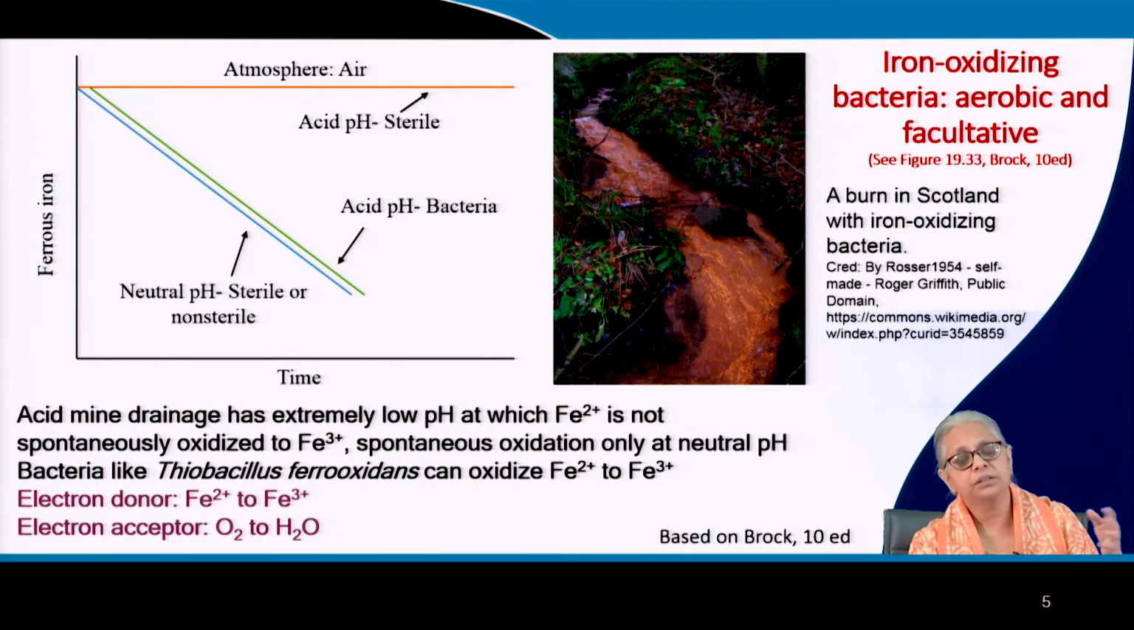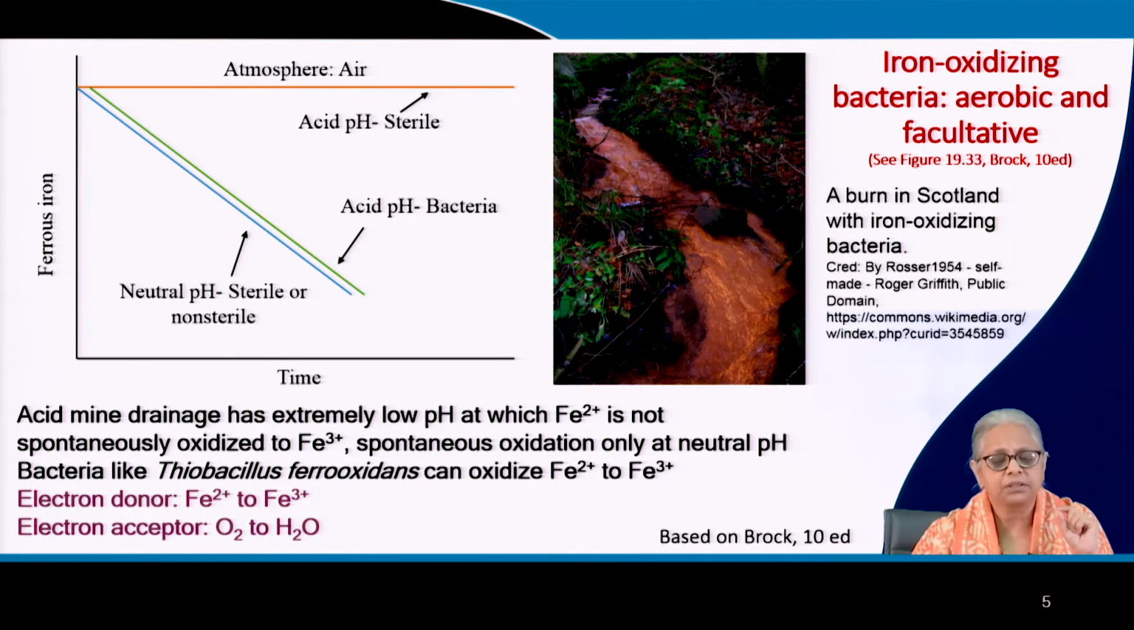in the normal conditions around us, when the pH of water is close to neutral, close to 7, under those conditions any iron that is present in the water gets spontaneously oxidized, first elemental iron gets converted to Fe2+, ferrous iron, and Fe2+ gets converted to Fe3+, which is ferric iron. So this happens spontaneously at neutral pH.